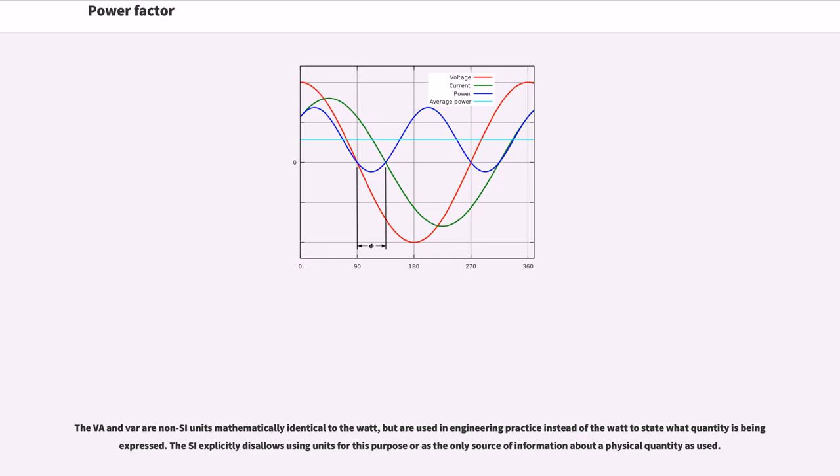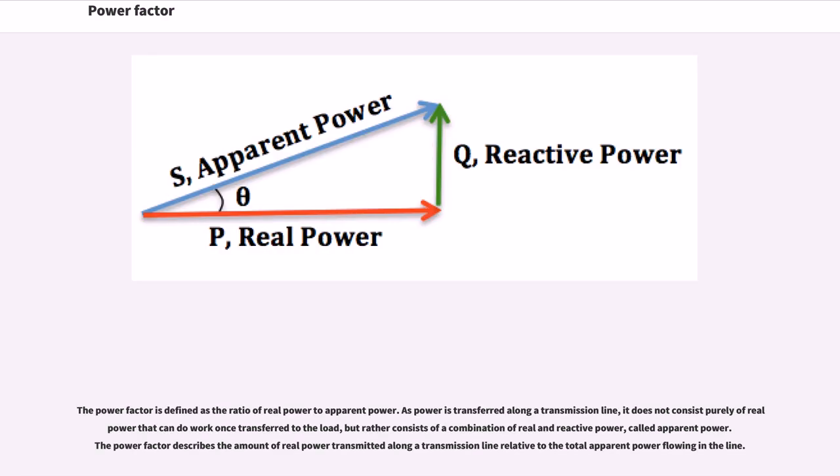The VA and var are non-SI units mathematically identical to the watt, but are used in engineering practice instead of the watt to state what quantity is being expressed. The SI explicitly disallows using units for this purpose or as the only source of information about a physical quantity as used. The power factor is defined as the ratio of real power to apparent power.